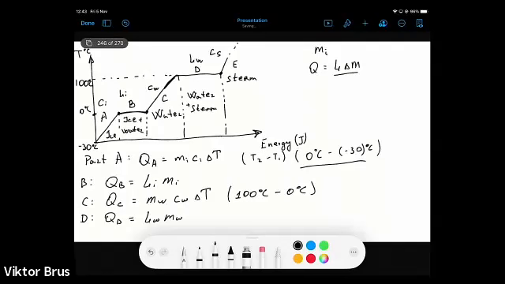And also at the end, we have this region E. That is also associated with specific heat capacitance and change of temperature, because we heat up this steam. However, in this case, we need to consider the specific heat capacitance of steam, not of water. So we have the mass of steam times the specific heat capacitance of steam times delta T.